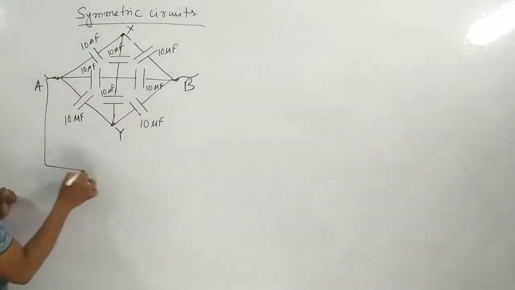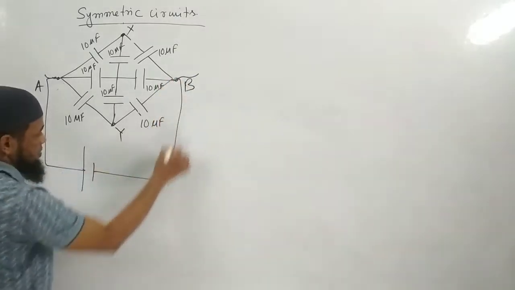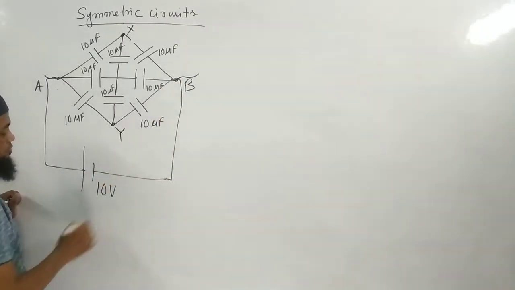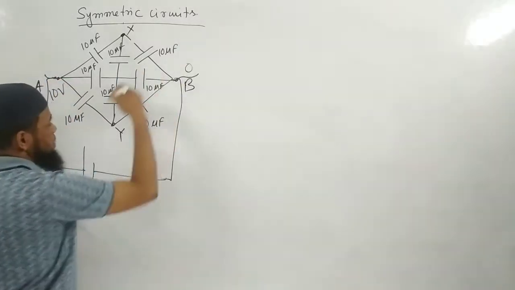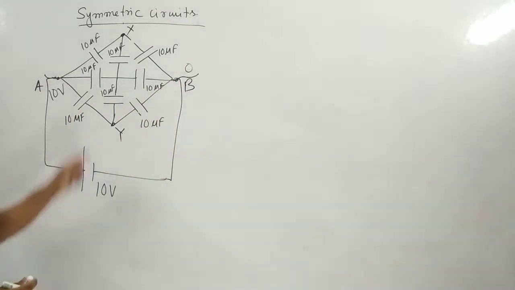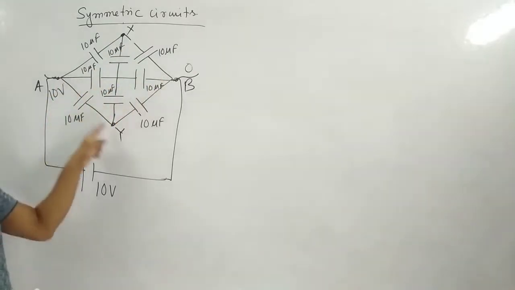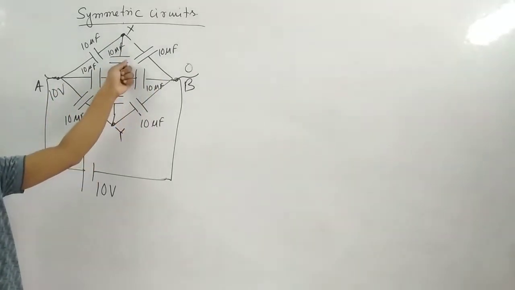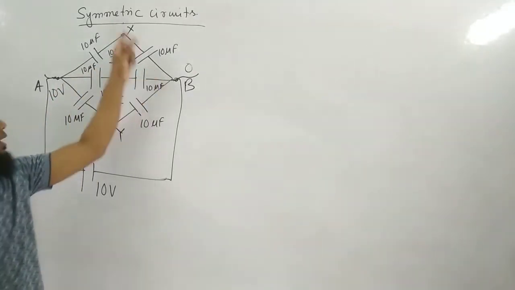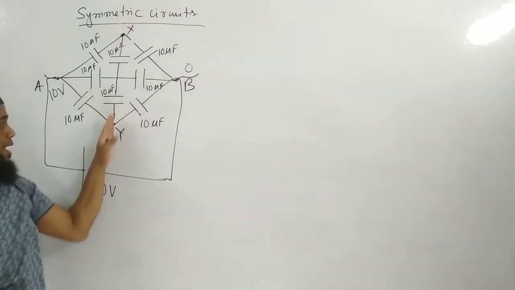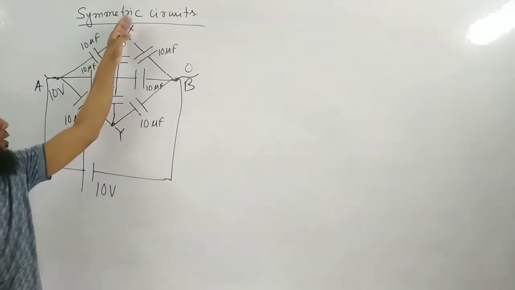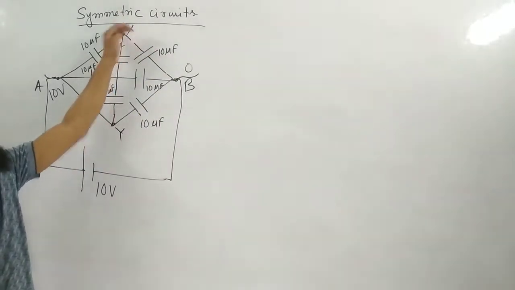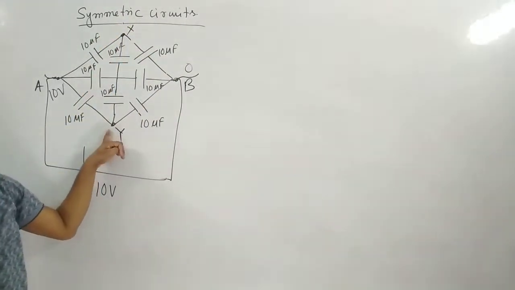For example, if I connect a battery here, and let me call the battery 10 volt, I call the potential at this point V volt, and the potential at this point 0 volt. Then you understand this way 10 and 10, this way 10 and 10, this side also 10, this is also 10. This particular line is exactly the midpoint between 10 and 0. So here we can call the potential 5 volt, and here also 5 volt.